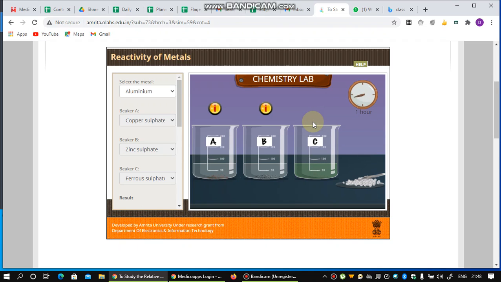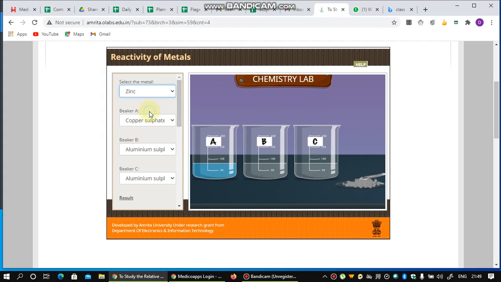In beaker C, again we add aluminum and observe. Again, it has become colorless. Why? Because aluminum is more reactive than iron, therefore it displaces iron from the ferrous sulfate to form the aluminum sulfate.